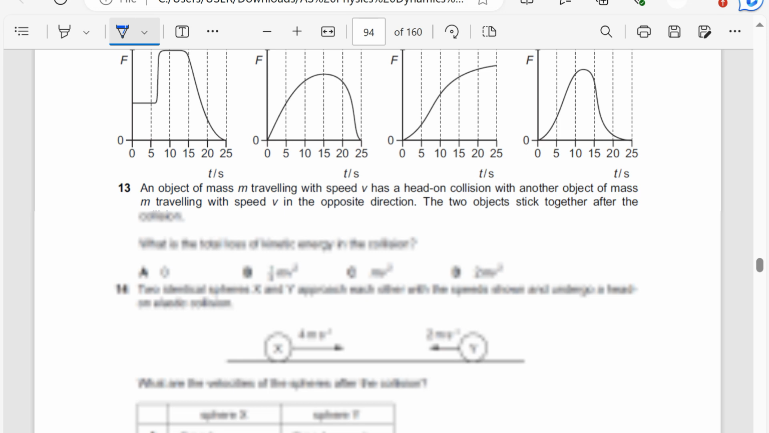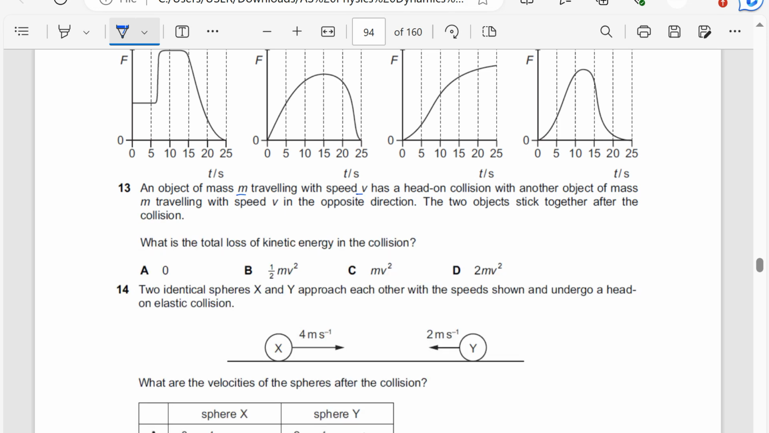An object of mass m traveling with speed v has a head-on collision with another object of mass m traveling with speed v in the opposite direction. The two objects stick together, that means they move with a common velocity after the collision. What is the total loss of kinetic energy in the collision?